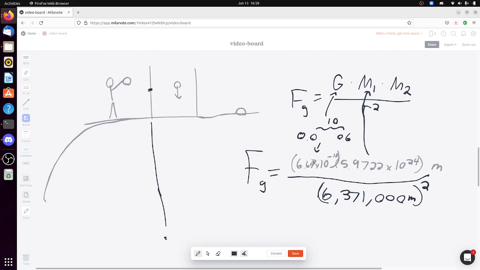Now, if you go to another planet, for example, then all these numbers are going to change. This constant will stay the same, but the mass of the planet is going to be different, and the radius of the planet is going to be different.